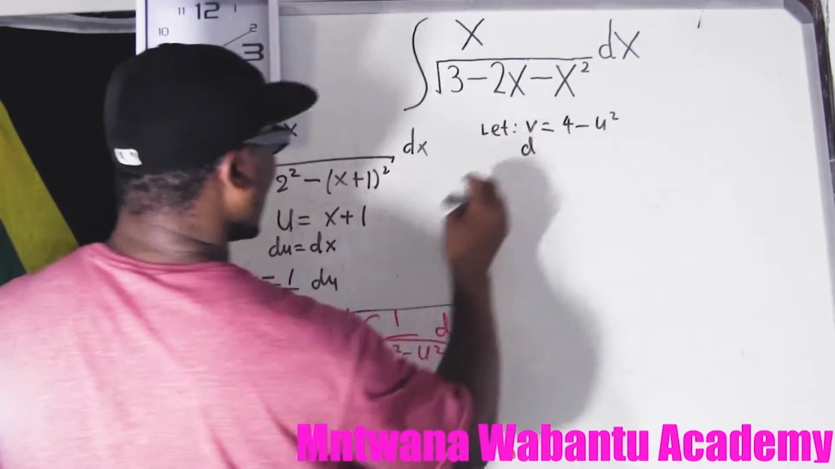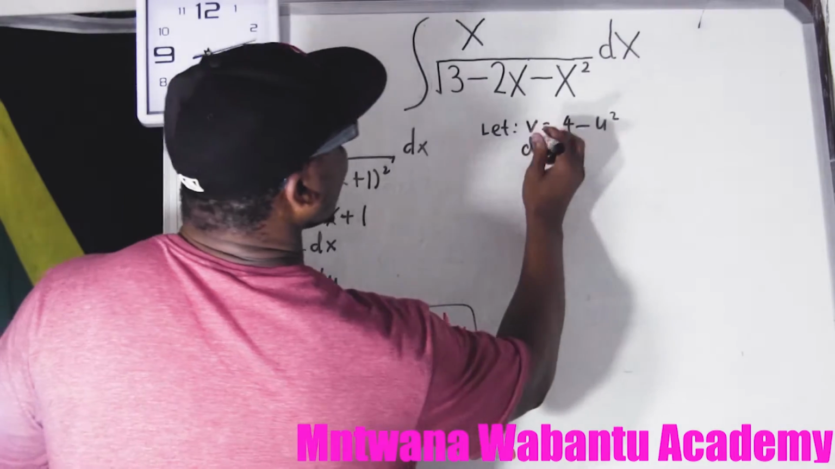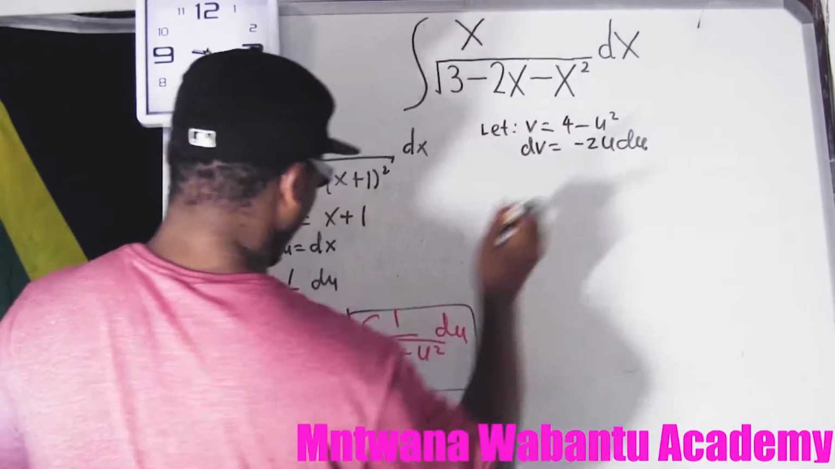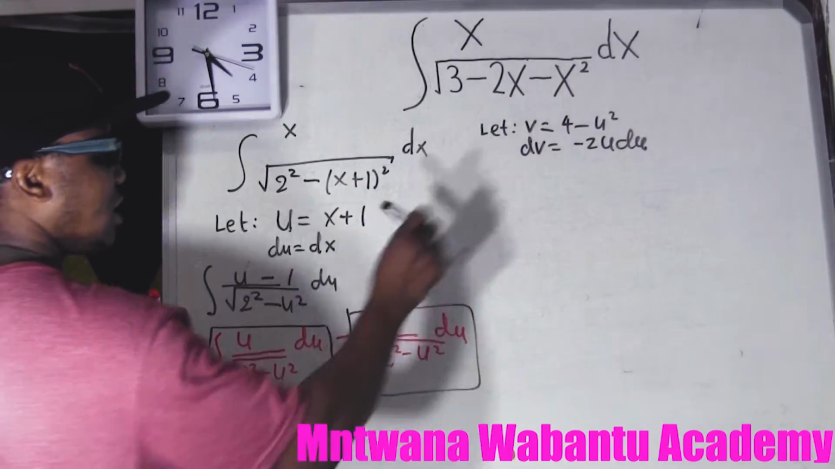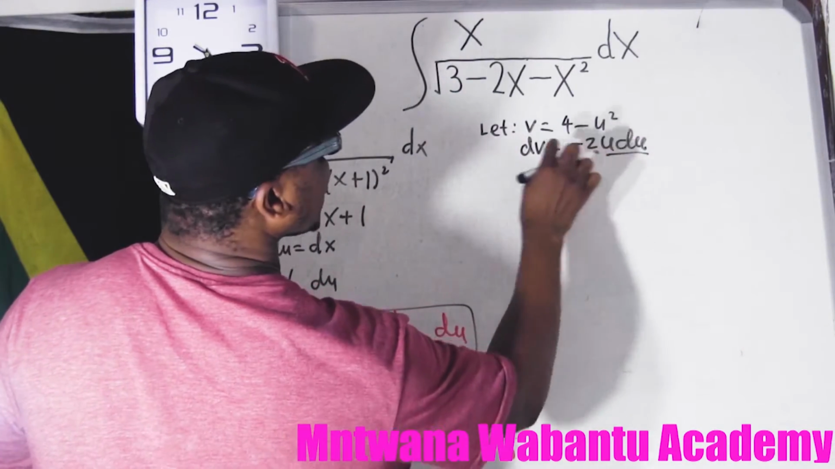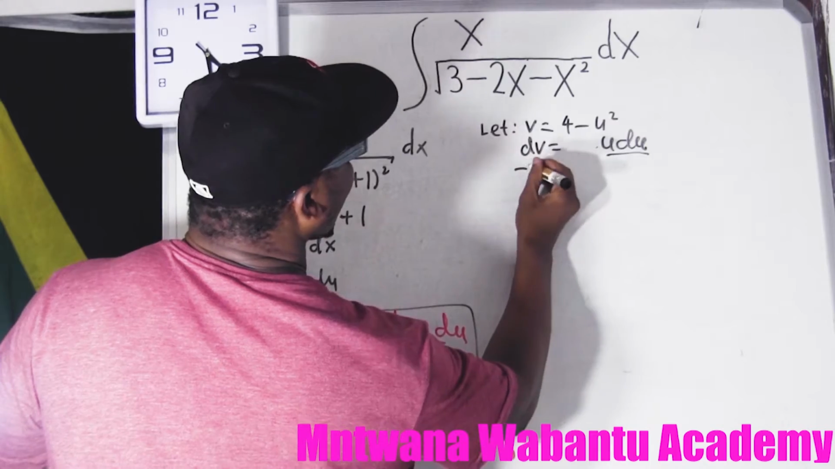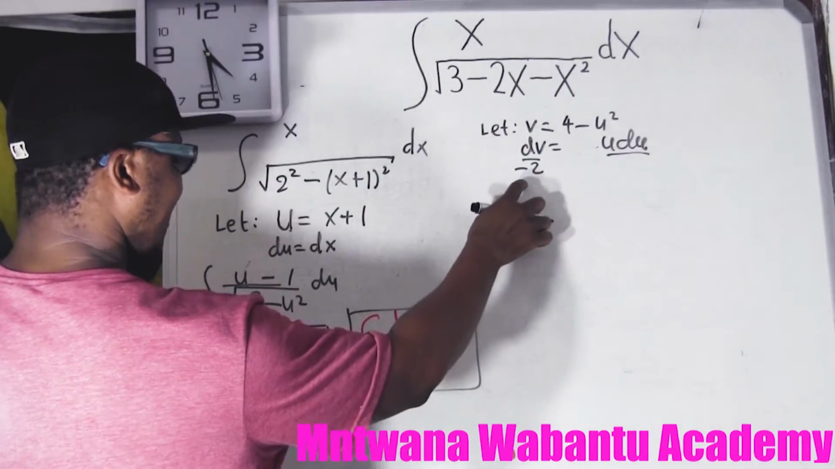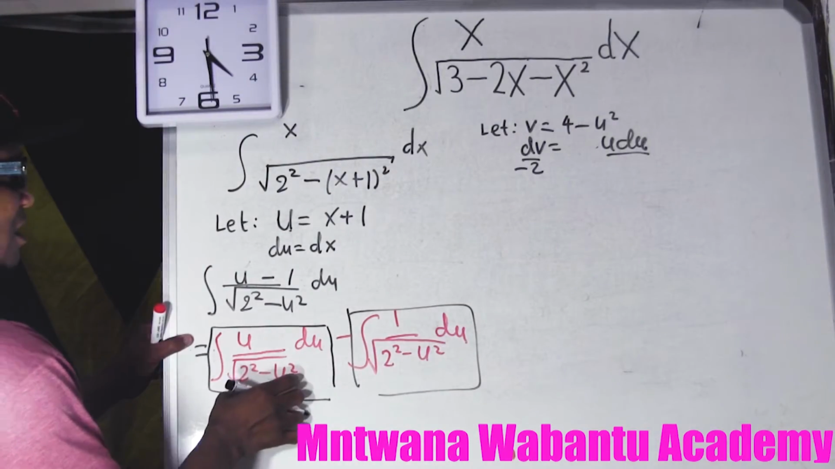Let's differentiate, because I know if I differentiate, I'm going to get u dv. Differentiating, dv is equal to negative 2u du. So u du, I can divide by negative 2. This negative 2 is going to come to the bottom, because this is going to cancel. So u du is equal to dv over negative 2, and then this half here is equal to v.